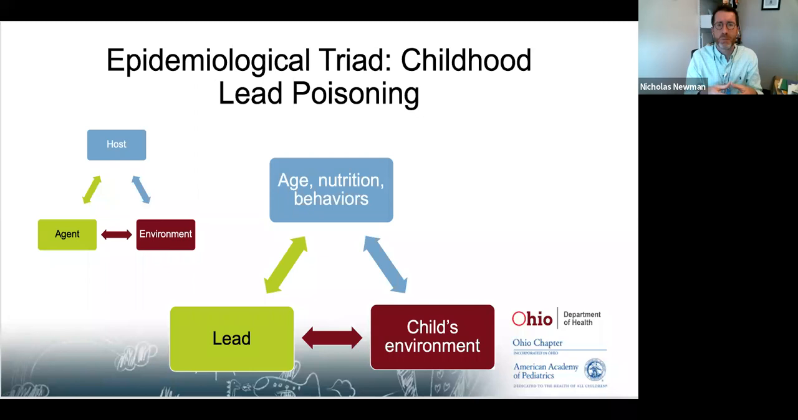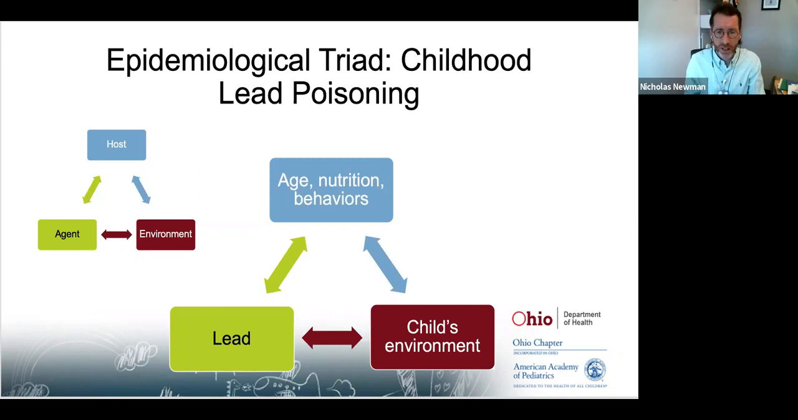Lead itself, depending on where it's coming from, could be from paint, it could be from parental work, whatever. And then something about the child's environment, like, you live in an old house, but maybe it's not in good condition. And that's the environment mediator.